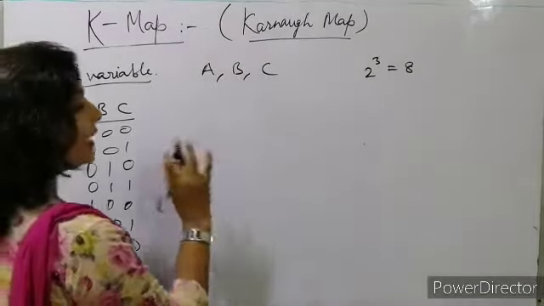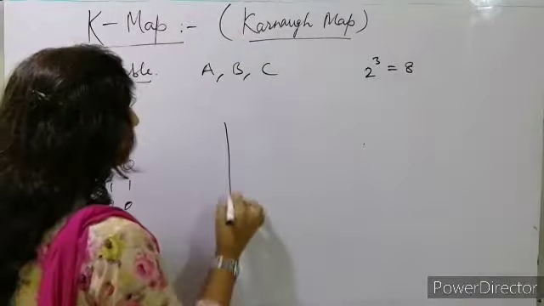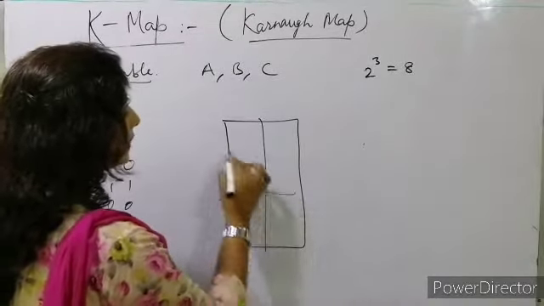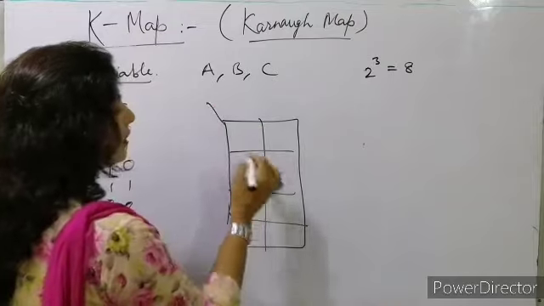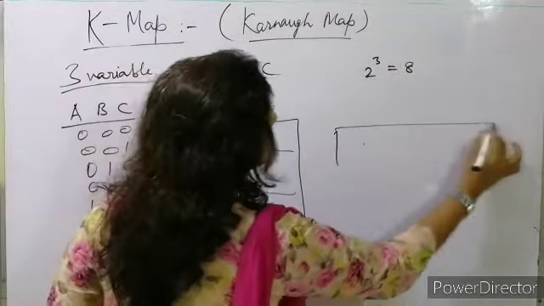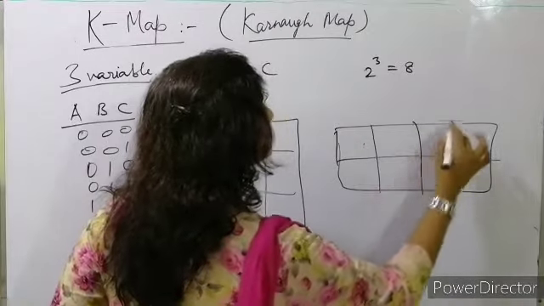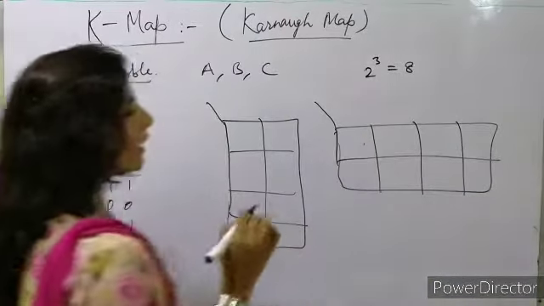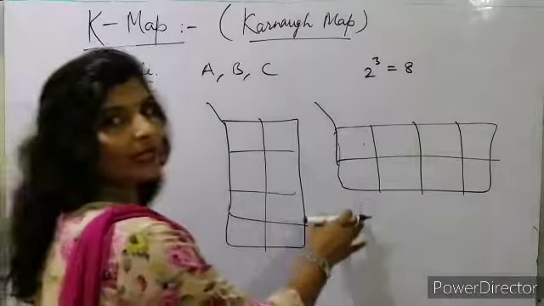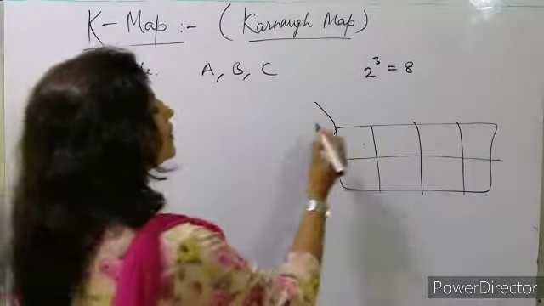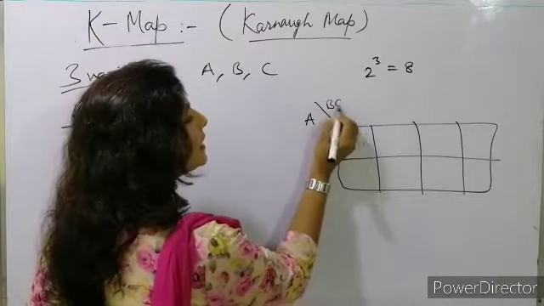So when we have 8 terms, we can take it like this, right? This one, and we can also take it like this. We can draw the boxes like this. Okay, but this one is the better method. You can use this one also, but this one is the better method. So use this one. Write A here and B, C there.